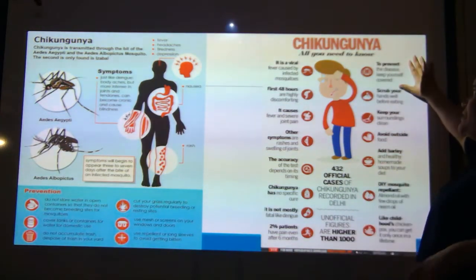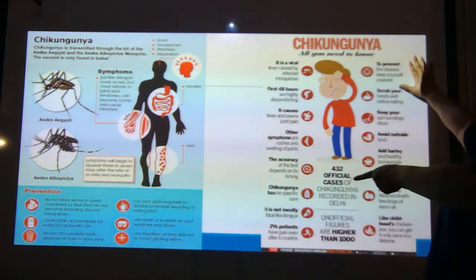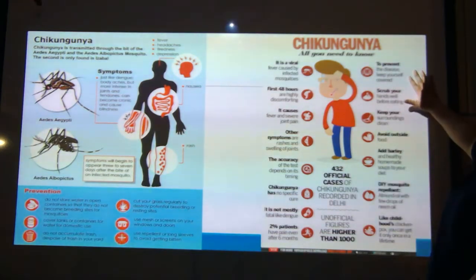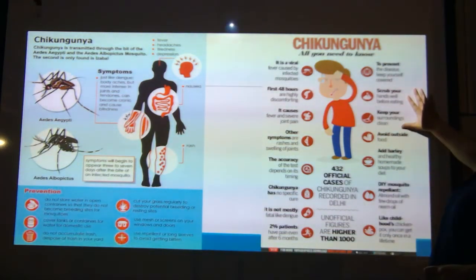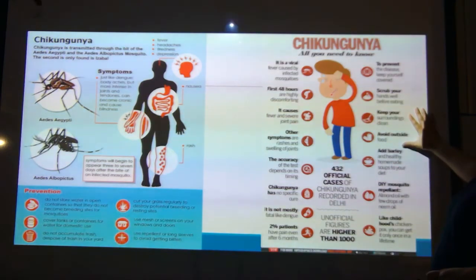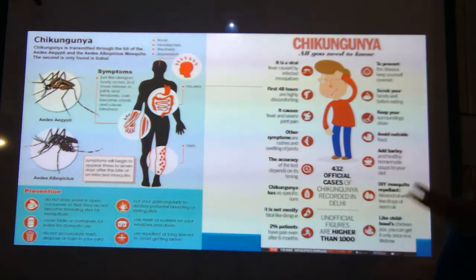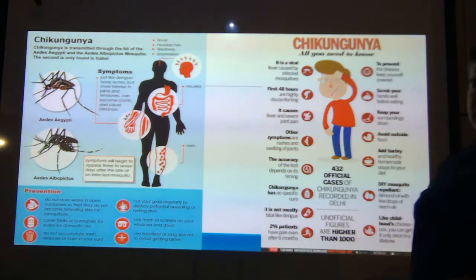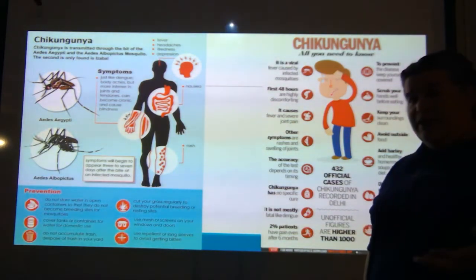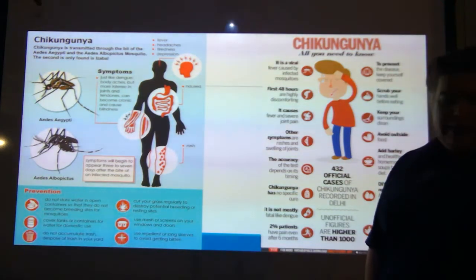To prevent this disease, just like we said there, keep yourself covered, scrub your hands before eating, keep your surroundings clean, avoid outside food, use mosquito repellent. I guess one of the benefits with this is that if you do get it, you only get it once. Once you've had it and gotten over it, you don't get it again.